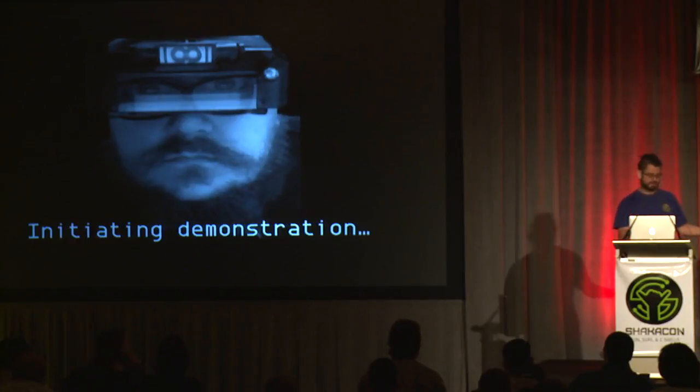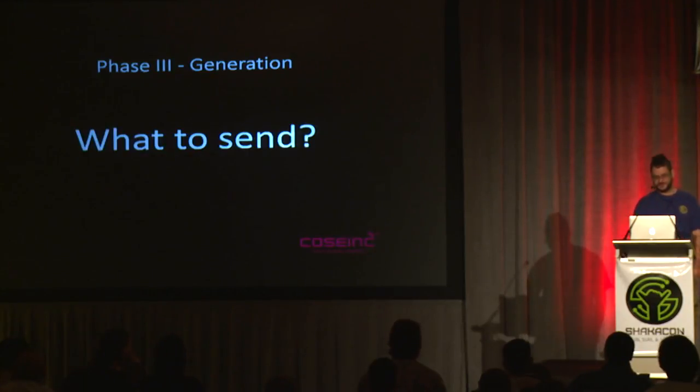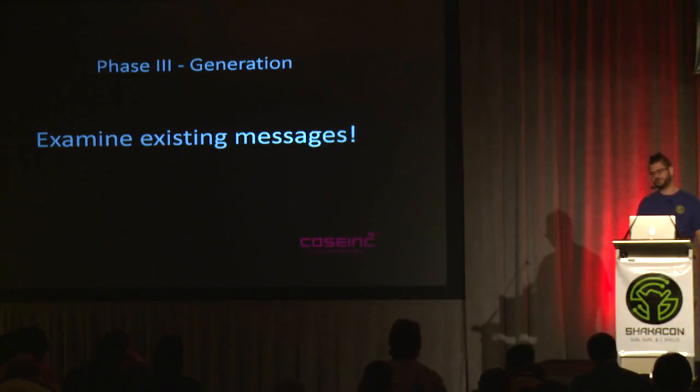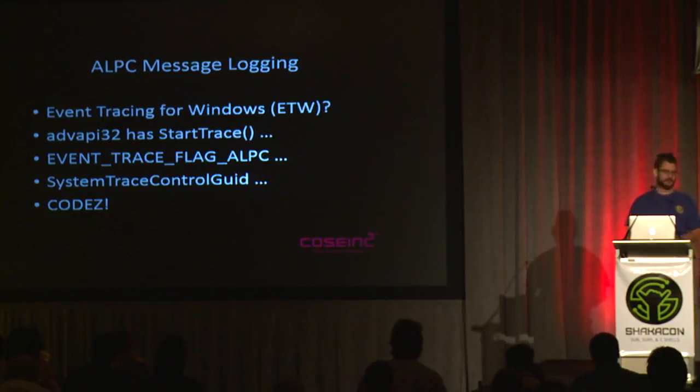Now we know we've got a pretty tasty attack surface. So it's like, all right, I can connect to tons of random system processes, but what am I going to send? The first thing you would normally do as a fuzzing person is say, we need to look at existing messages, and we'll use those as a template for our fuzzer, and we'll mutate those and hope that we get interesting things. So I'm like, all right, how do I do message logging for ALPC?